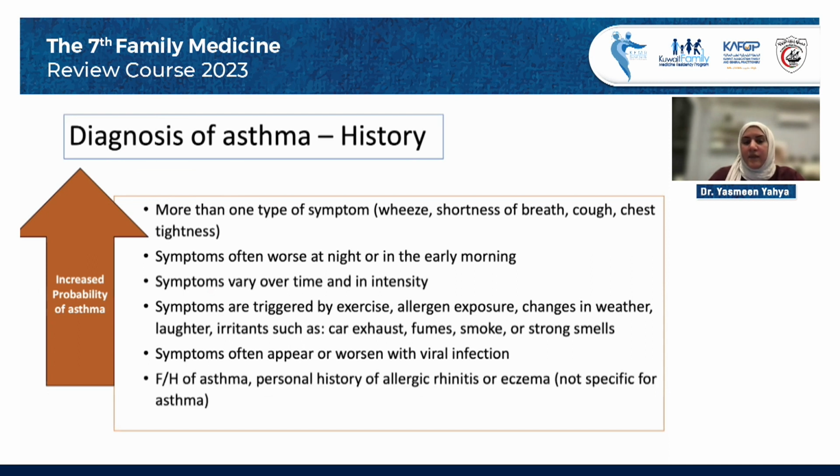And the last thing, not really specific for asthma, is having a family history of asthma or a personal history of allergic rhinitis or eczema. These all will increase the probability of asthma. So you need to ask about all these aspects in your patient's history.